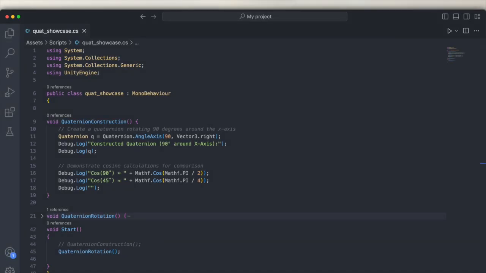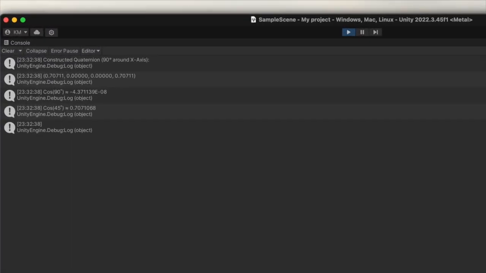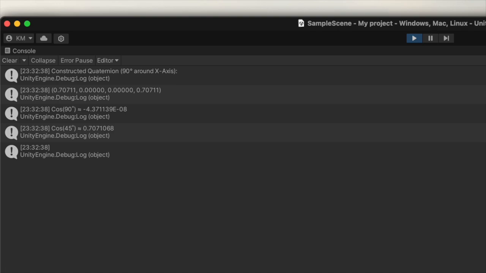Here, I've got a small example script in Unity that constructs a quaternion as a rotation of 90 degrees around the x-axis. In addition, the script prints out reference values of cosine at 90 degrees and 45 degrees. When executing the script, you can see that the actual values in the quaternion agree with the construction using half angles, that is, the scalar part is cosine of 45 degrees.